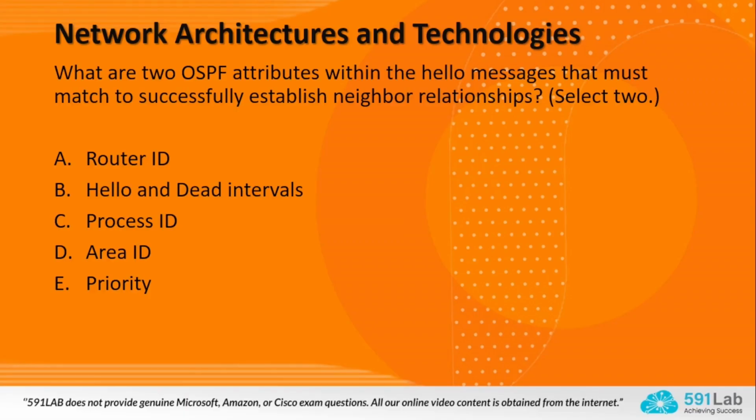Okay, you can see the answers. They are asking, what are the two OSPF attributes within the hello messages that must match to successfully establish neighbor relationships? Okay, so we have configured OSPF, and you have seen what we have configured. Router ID can be different, because I have configured 1.1.1.1 on one switch and 2.2.2.2 on the other switch. So router IDs are different. Hello and dead intervals, yes, that should be matching.